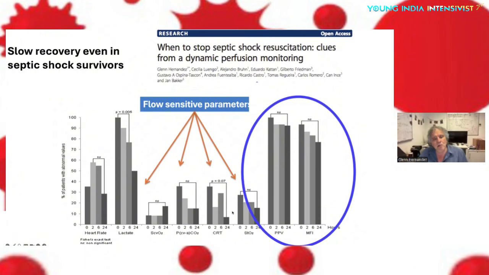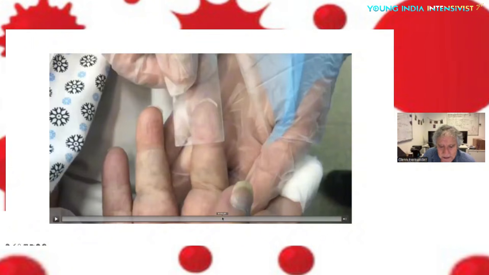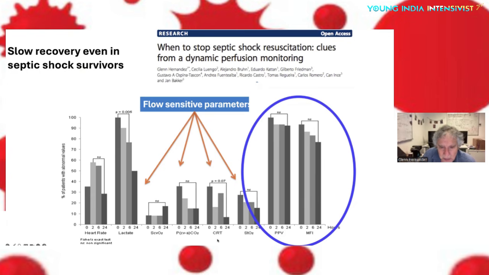And after 1 year and a half, approximately, we took only survivors. These are survivors to learn the relevance of these changes. And you see that variables that we named flow-sensitive parameters, like CRT, 80% of the patients, at least 85%, had normal CRT at 2 hours, compared to only 50% of patients who had normal lactate at 24 hours.